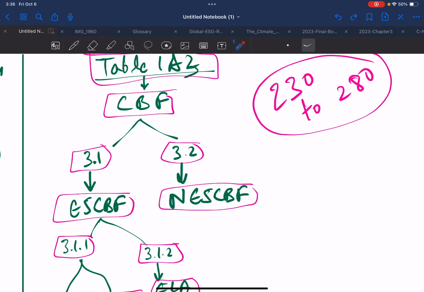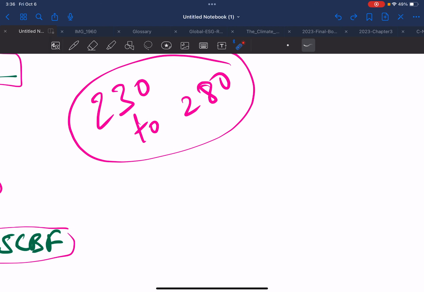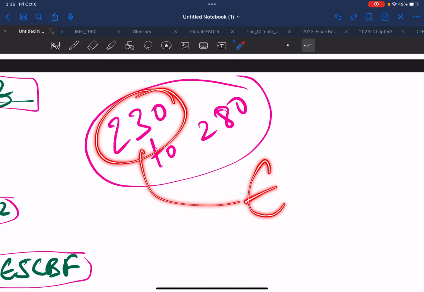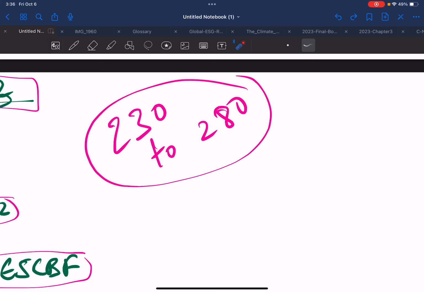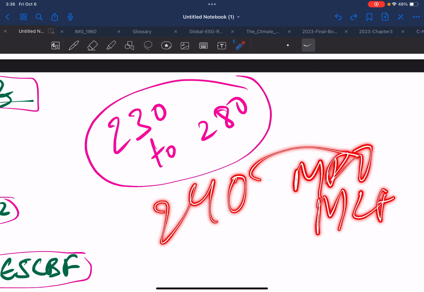What are we going to cover? We are going to cover lines 230 to 280. Line 230 is for total central bank funding from euro system and non-euro system. Line 240 is for euro system central bank funding. It includes MPO, MLF and ELA.